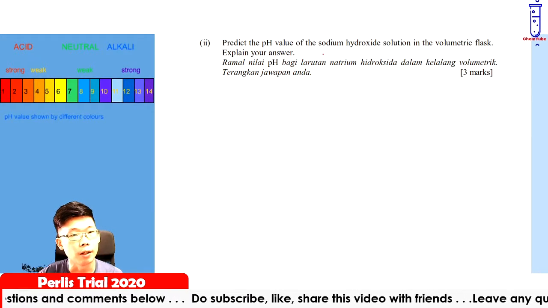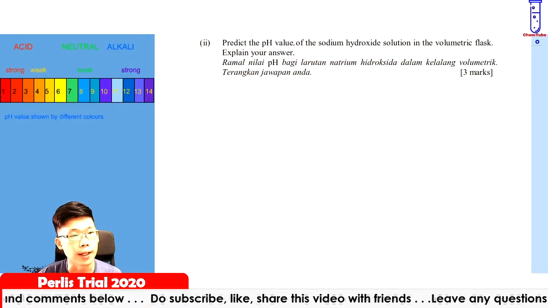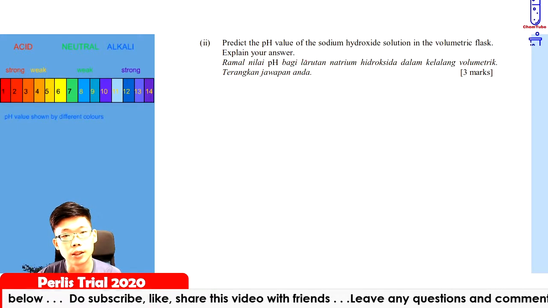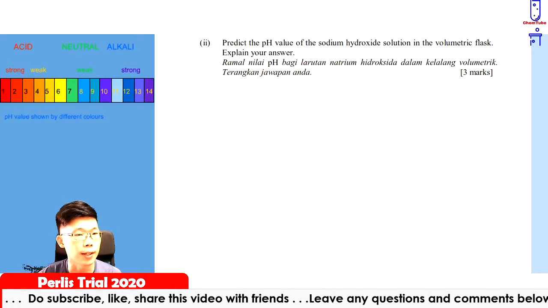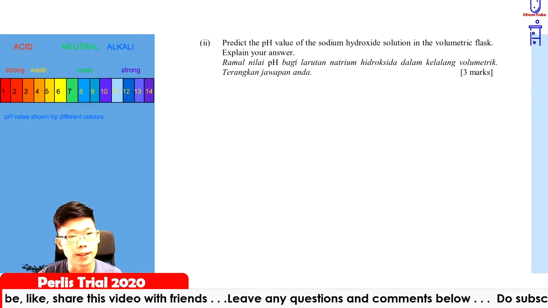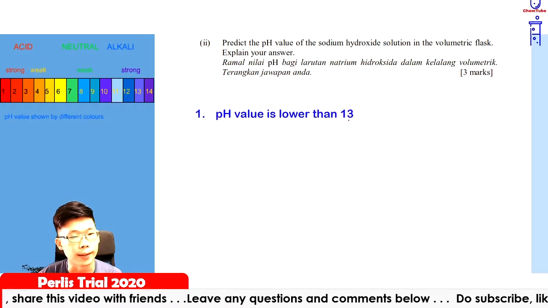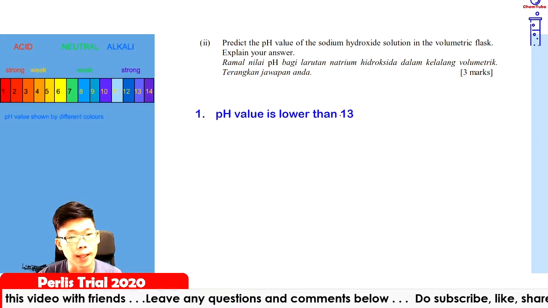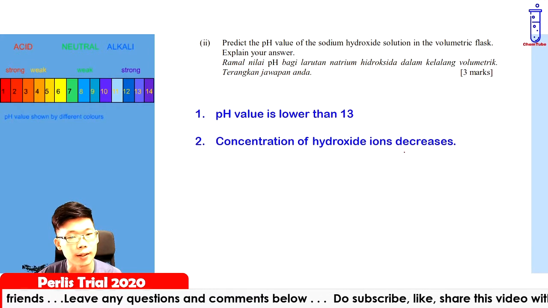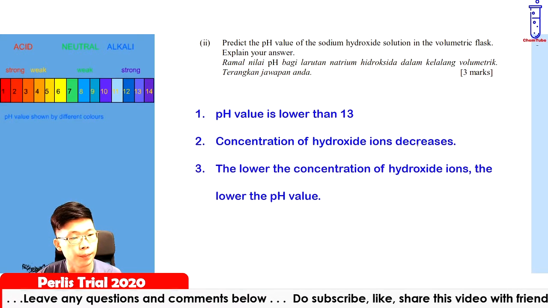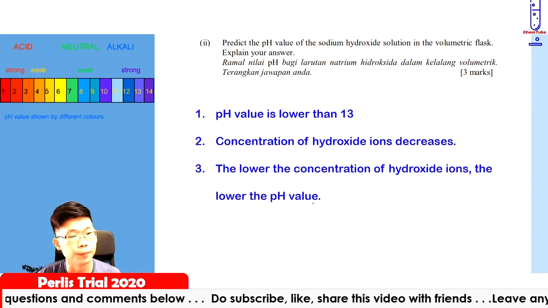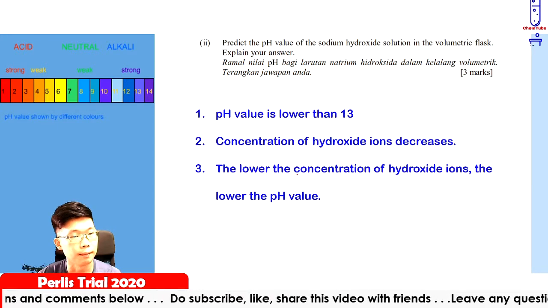Predict the pH value of the sodium hydroxide solution in the volumetric flask. Explain your answer. So after you prepare the new diluted sodium hydroxide solution, you can predict the pH value. The pH value will be lower than 13, meaning that it is now less concentrated. Because the concentration of hydroxide ions decreases, the lower the concentration of hydroxide ions, the lower the pH value. So there are 3 marks here.